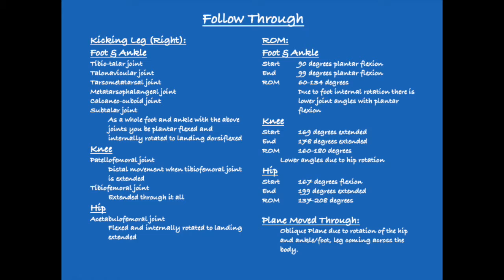Follow through. On the kicking leg, the right leg, the foot and ankle is plantar flexed and internally rotated, landing in dorsiflexion. The knee is extended all the way through the motion, causing the patellofemoral joint to be extended distally. The hip's acetabulofemoral joint is flexed and internally rotated, landing extended.